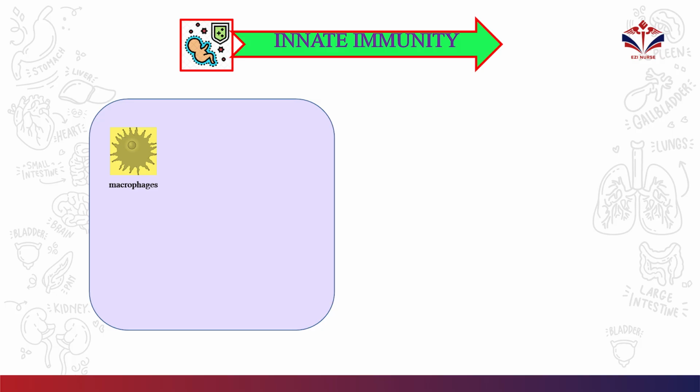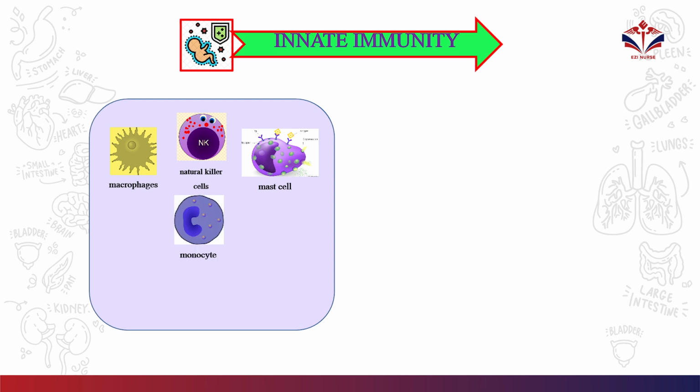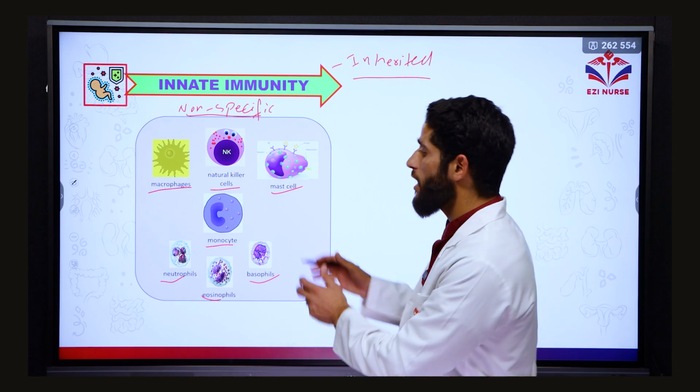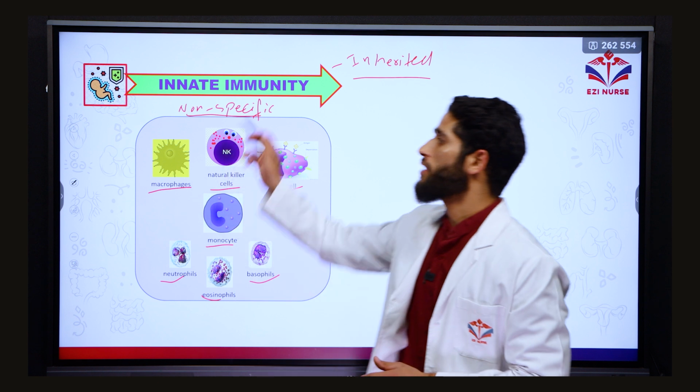Now let us see what comes under the innate immunity. So we have the macrophages. Already we have dealt with what the macrophages are. They carry out a process called phagocytosis. They will engulf the bacteria, they will engulf the foreign body and will destroy them. And we have the natural killer cells. Already we have dealt with the mast cells, which release different types of chemicals like histamine and prostaglandins. And the monocytes, which differentiate into the macrophages in the tissues. We have the neutrophils, the eosinophils, and the basophils. So these are the cells which take part in your innate immunity.